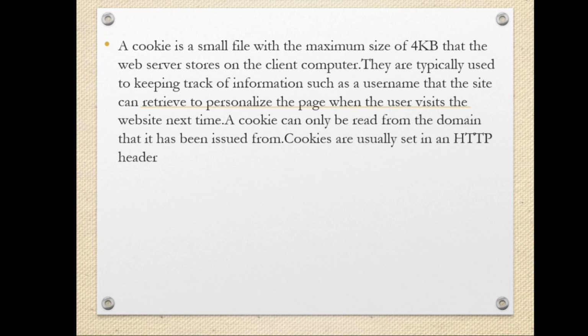So students, basically the maximum size of a cookie is 4 KB that the web server stores on the client computer. So the 4 KB file is stored on the client computer. It is basically to keep track of information such as username, as I said, that the site can retrieve to personalize the page when the user visits the website next time. Cookies are usually set in the HTTP, that is Hypertext Transfer Protocol, header.